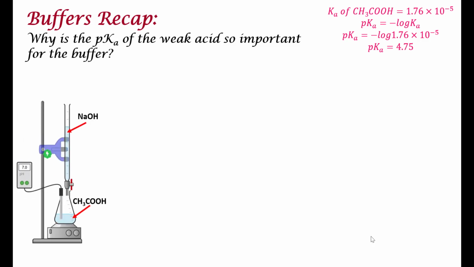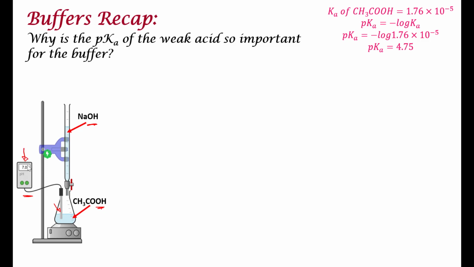When you do a titration, your setup is probably going to look something like this, where you have a burette filled with sodium hydroxide. Here is our acetic acid in the conical flask, the Erlenmeyer flask. Now we're going to start slowly adding NaOH drop by drop and neutralize the acid. But as we are doing this, I've also connected a pH meter that dips into this solution.